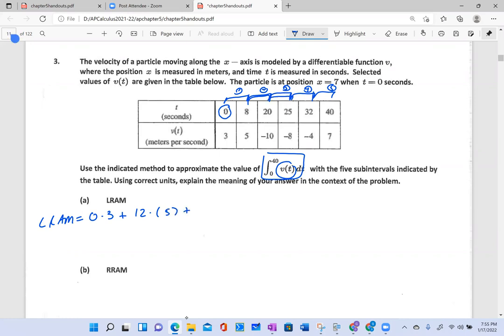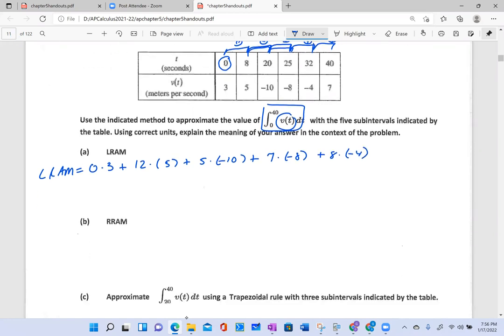Between 25 minus 20 is 5. And the velocity at 20, the left endpoint, is negative 10. Between 25 and 32, the difference is 7. And the velocity at 25 is negative 8. And between 32 and 40, the difference is 8. And the y value is negative 4.